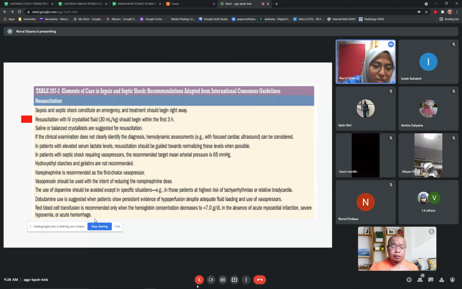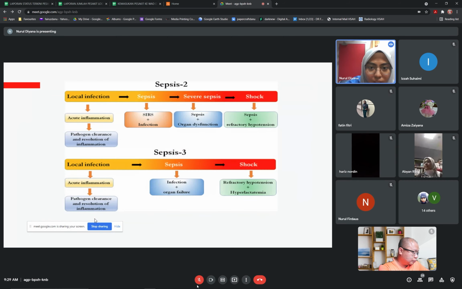Norepinephrine is recommended as the first choice vasopressor. Then dobutamine use is suggested when the patient shows persistent evidence of hypoperfusion despite adequate fluid loading and use of vasopressor. This one from earlier, for haemoglobin, red blood cell transfusion is recommended when Hb is less than 7 and in the absence of acute MI, severe hypoxemia or acute hemorrhage. This is a broad summary of the latest sepsis guideline.